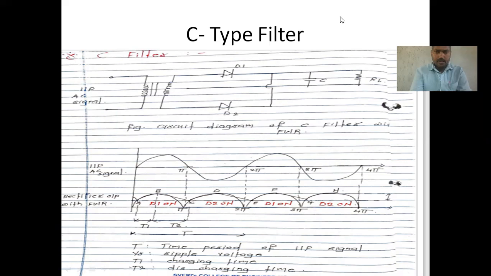See, this is the C type of filter. Here we have applied the 230 volt AC. Did you get my voice? Please reply. Yes, sir. Okay, 230 volt AC supply is applied across here.